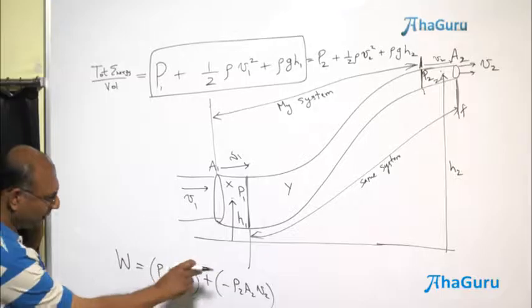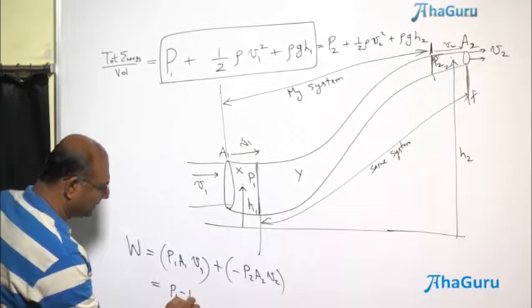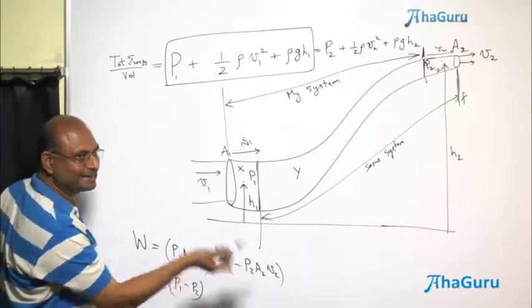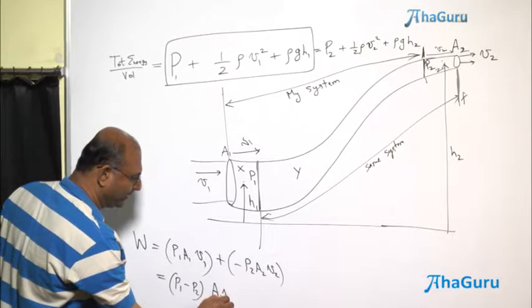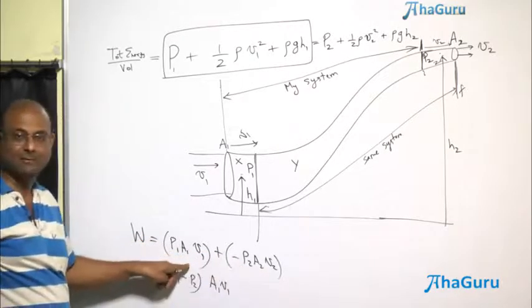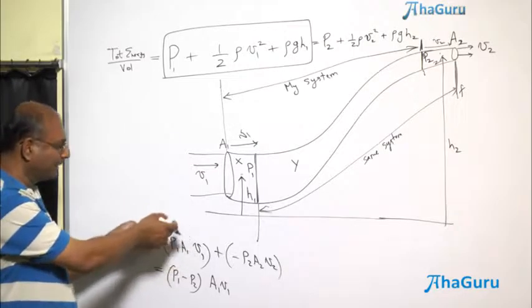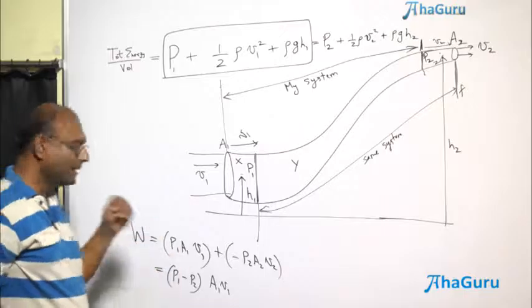So what is this? If A1 V1 is equal to A2 V2, I can write it as P1 minus P2 into A1 V1, or I can write it as A2 V2, whichever way I want. Right now, I'll just write it as A1 V1. You know that because this A2 V2 is the same as A1 V1. I'm not going to replace V2 as A1 V1 by A2. You know that you can just write it as A1 V1 or A2 V2. Okay. So this is the work done.